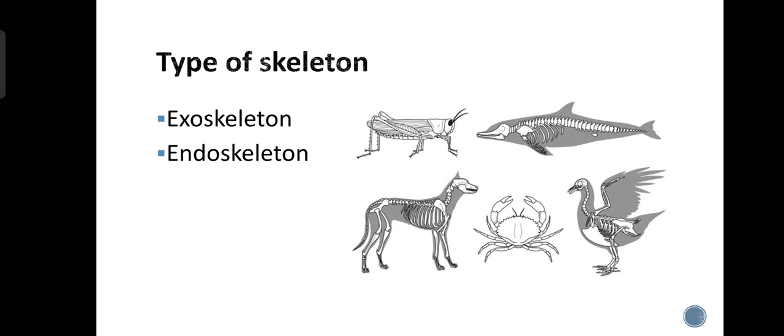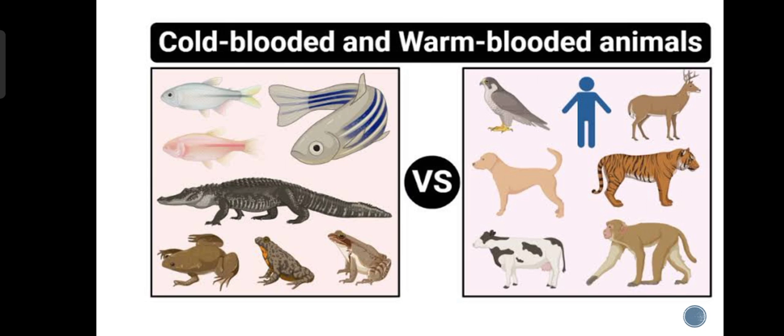Animals, birds have endoskeleton. Some insects have a covering outside their body, and that skeleton present outside the body is called exoskeleton. Right? Skeleton that is present inside the body is endoskeleton, and the skeleton that is present outside the body is called exoskeleton. And we have discussed the examples.